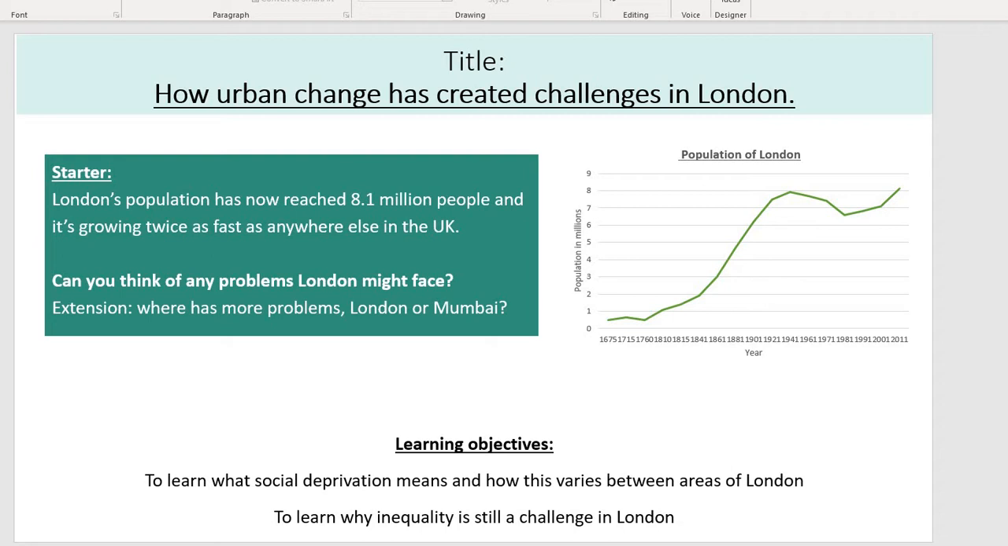Second part of the lesson looking at how urban change has created challenges in London, and we are looking particularly at social deprivation. Just to remind you what that means, social deprivation is when people living in an area do not have access to the facilities that they need to have a good quality of life. So maybe they've not got access to good housing, well-paying jobs, good levels of education and good levels of healthcare.